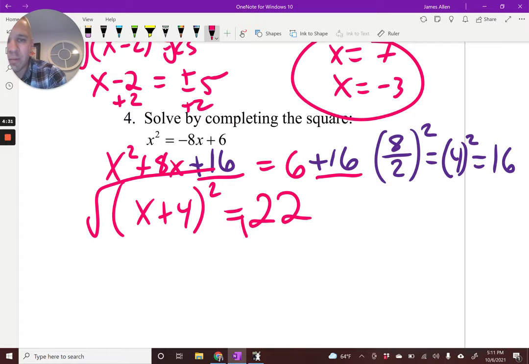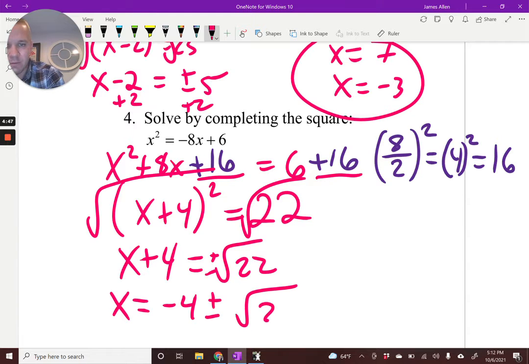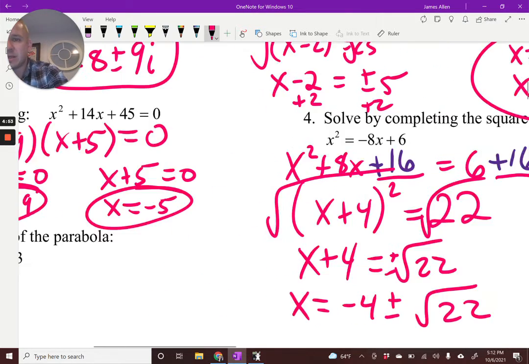All right, square root on both sides. Now I have x plus 4 equals the square root of 22, plus or minus. Almost forgot. All right, got to have that plus or minus when I'm solving using square roots. I'm going to subtract 4, and I get x equals negative 4 plus or minus the square root of 22. That's dope. All right, I think there's one more over here.